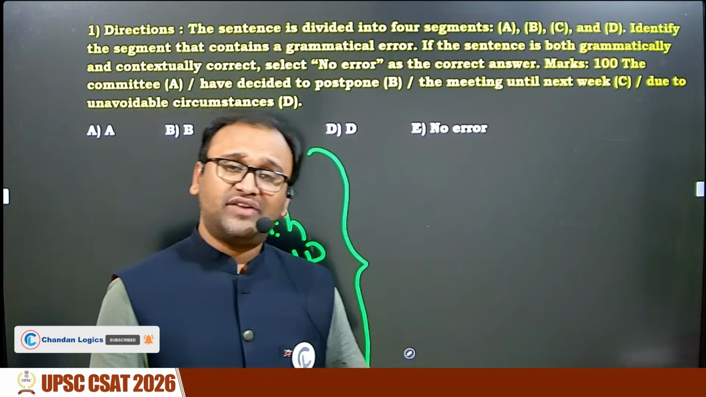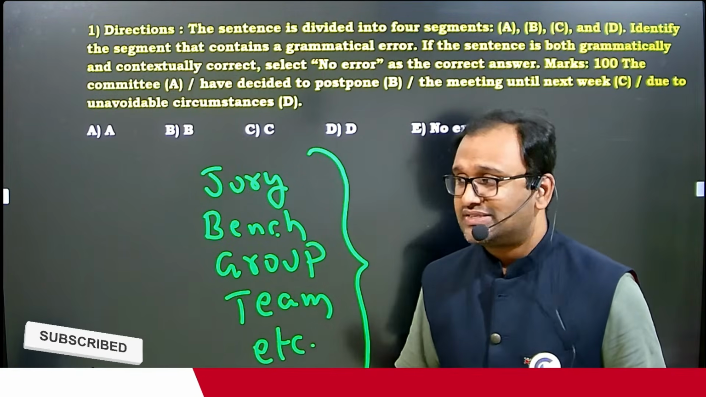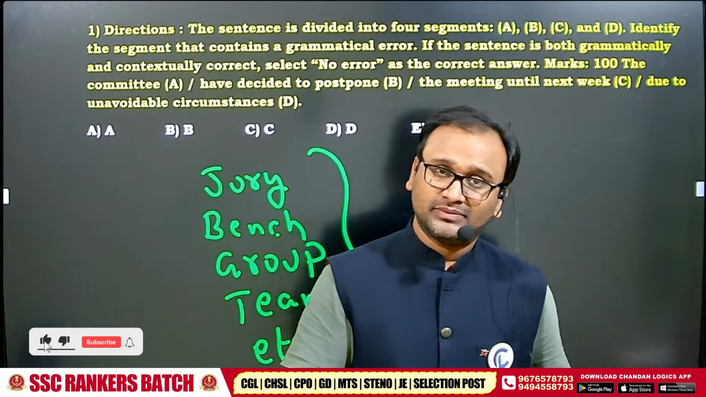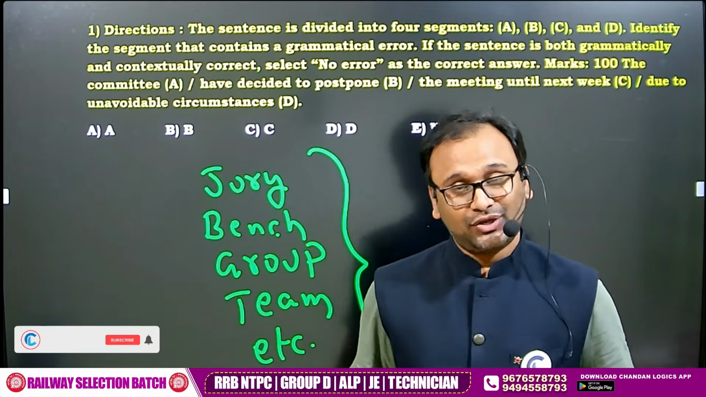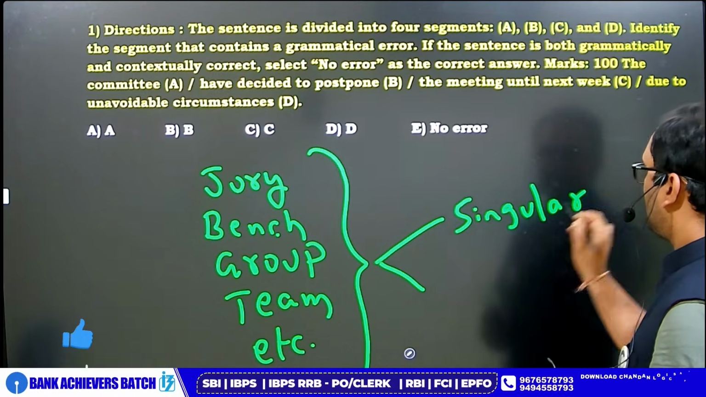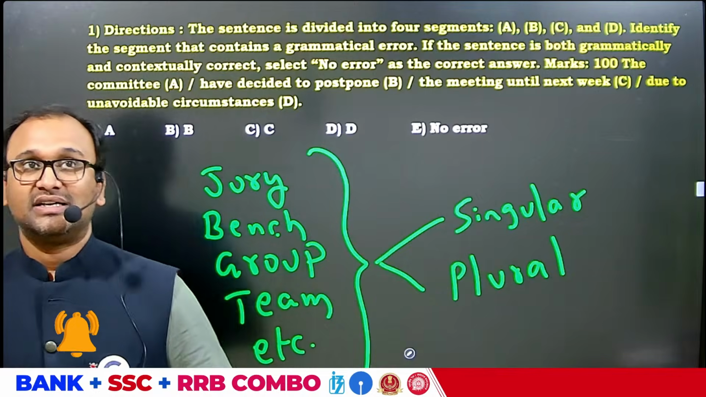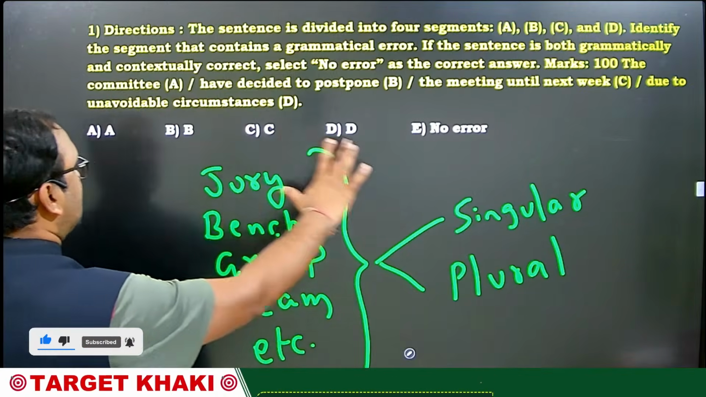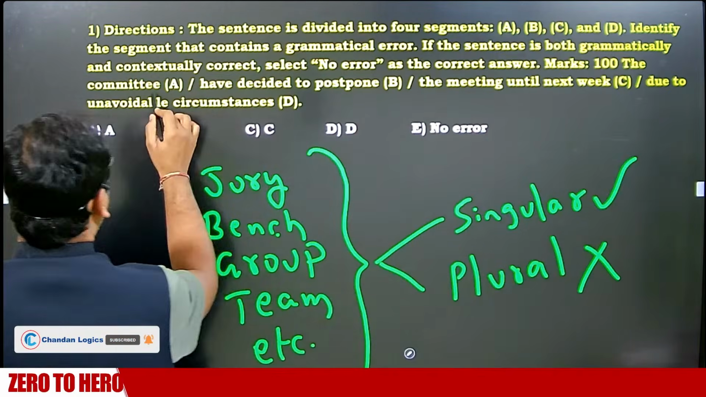My dear friends, when we talk about collective nouns, many students have this question: Sir, are collective nouns singular or plural? The fact is surprising. Collective nouns can be both singular and also plural. But then how do we decide? The sentence will give you the clarity. As far as this sentence is concerned, there is no indication of plural. So we opt for singular: committee has.